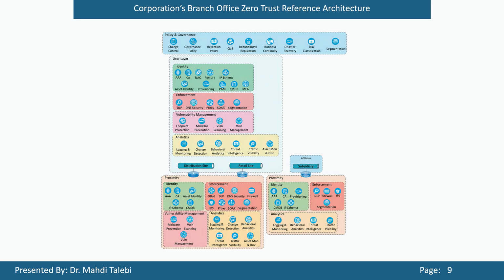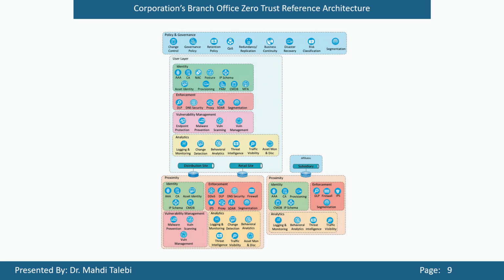Within the architecture, policy and governance are the foundation, establishing guidelines for every interaction within the network, ensuring robust change control, business continuity, and risk classification. Regulations dictate how data is handled, emphasizing quality of service, redundancy, and data retention. These policies ensure that each part of the organization responds uniformly under varied circumstances, enhancing overall security.